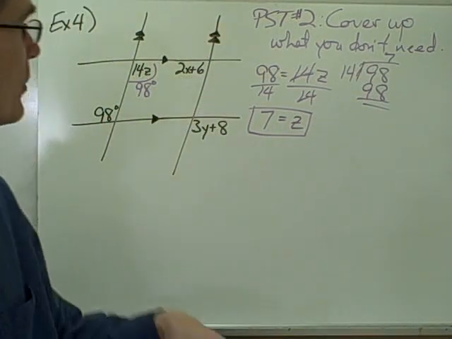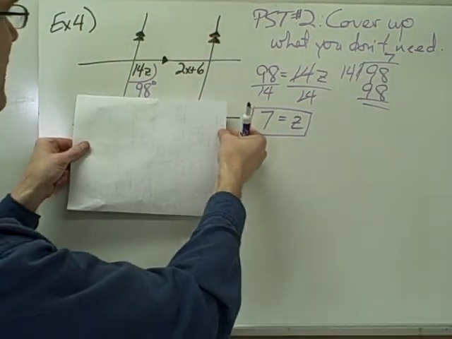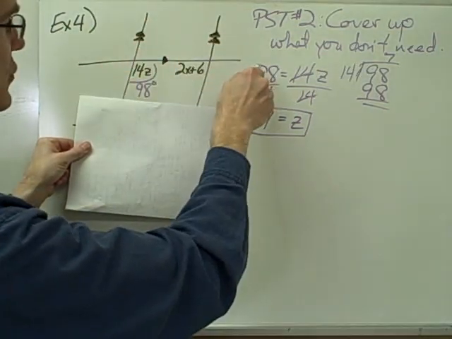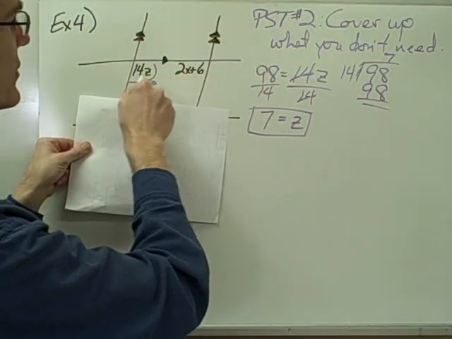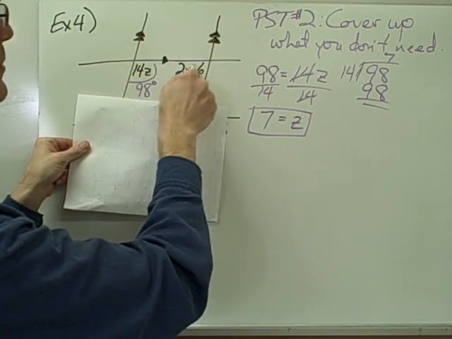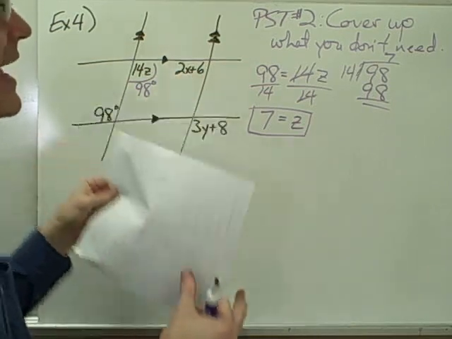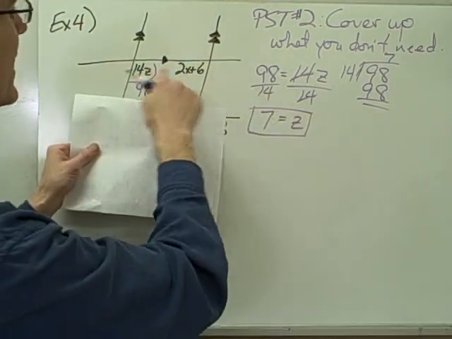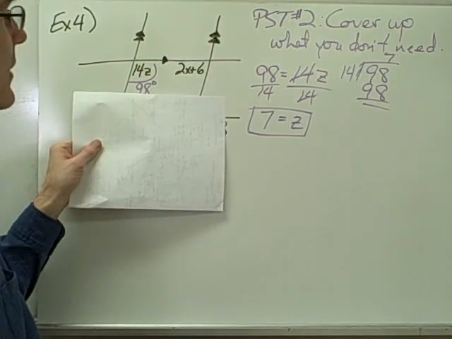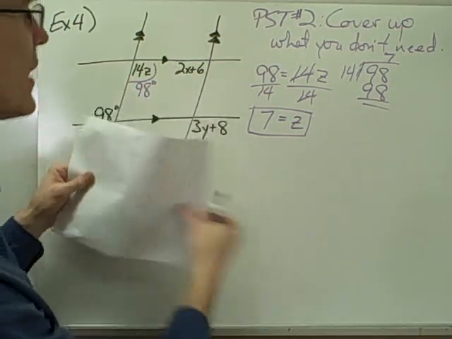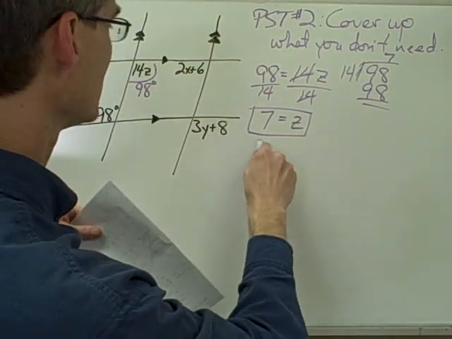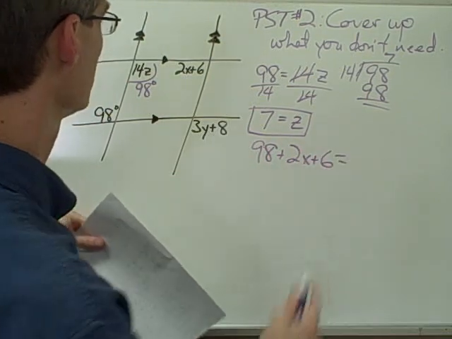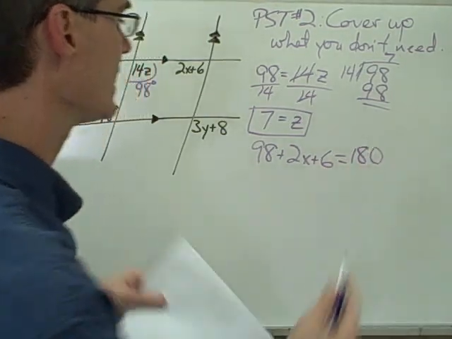And once again, I'm going to cover up what I don't need. Let me cover up this bottom part here. Now I can see I have these two parallel lines cut by this transversal. These two angles are same side interior angles. And I know from my theorem that if two parallel lines are cut by a transversal, same side interior angles are supplementary. So again, I can set up an equation with these two angles. So 98 plus 2x plus 6 equals 180.